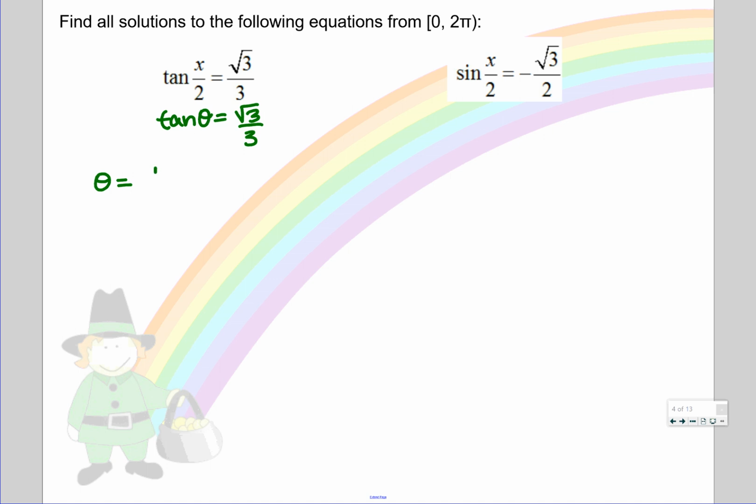Pi over 6 in radians. Plus the period times k. What's the period times k? What's the period of tangent? Pi, or 180 degrees if we're in degrees. Again, if you say the other answer is 7 pi over 6 plus pi k, you can. It's just already included in this set. All right, so now put the x over 2 back in.